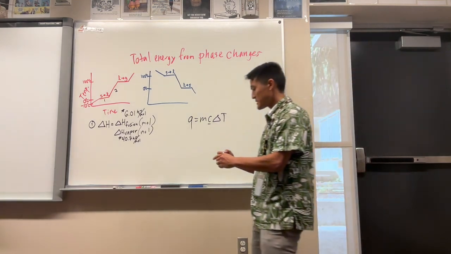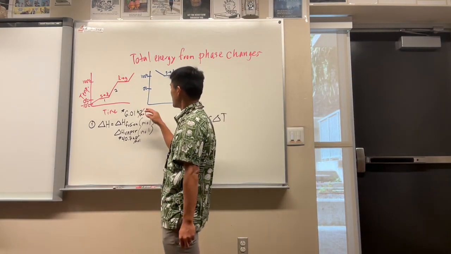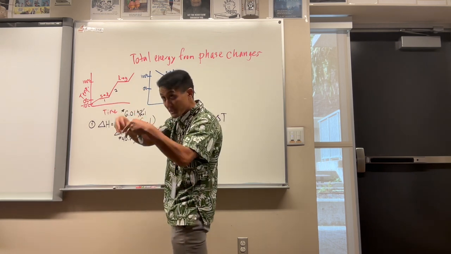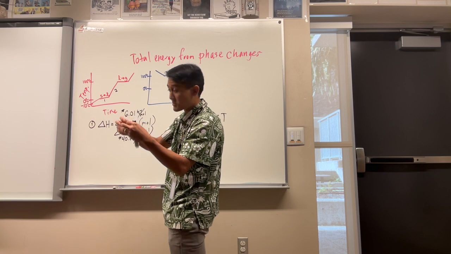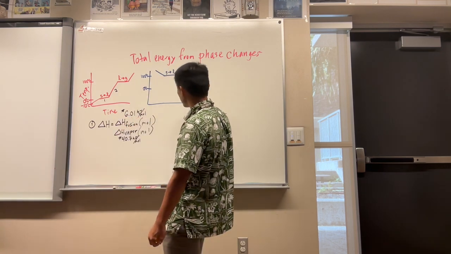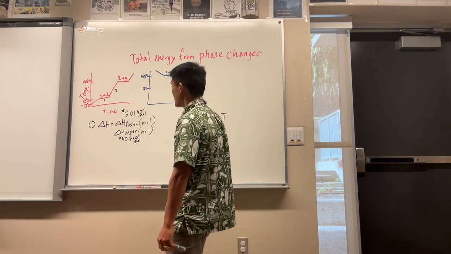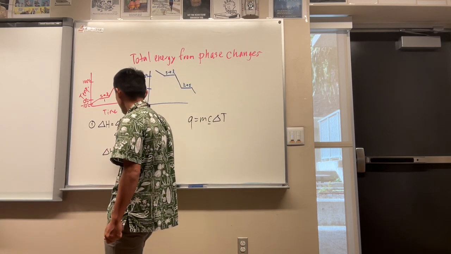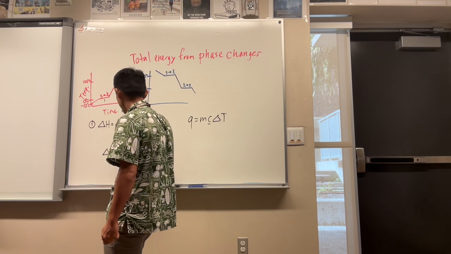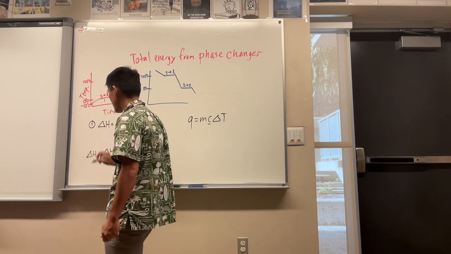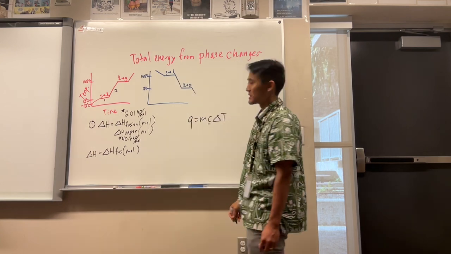The only difference is if we are going upwards on the graph, we're adding heat. We have to put heat into the ice cube, or the ice cube is absorbing heat. This number is positive. If we're going down, it would be a negative number. So in our case, we're going to be using delta H fusion times moles. So let's rewrite that equation.